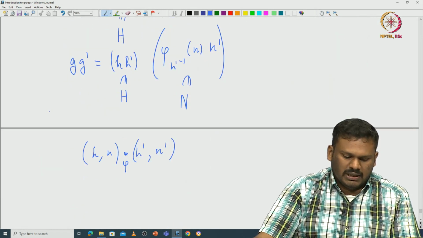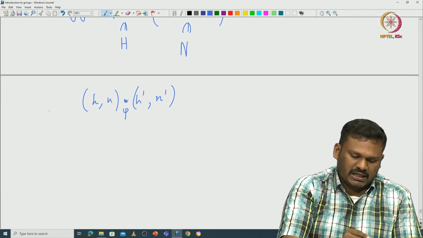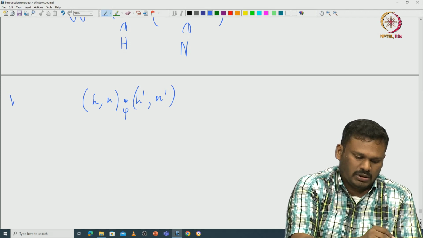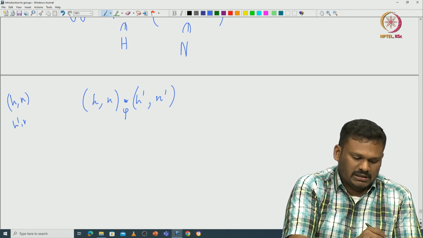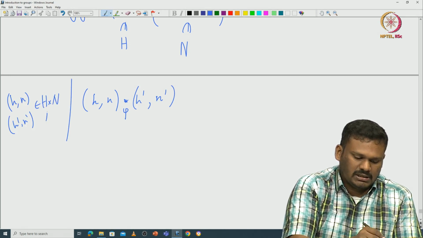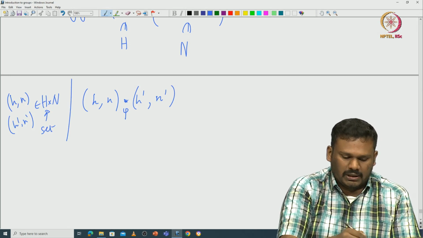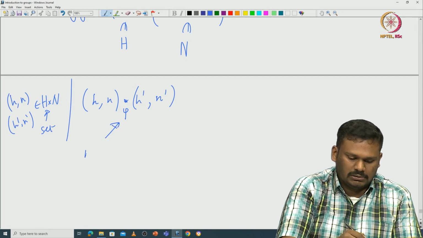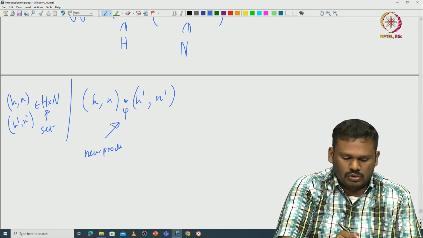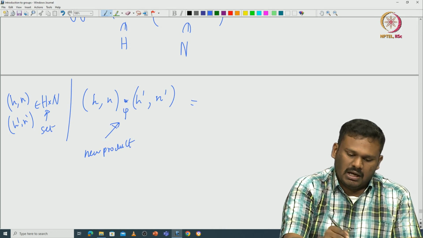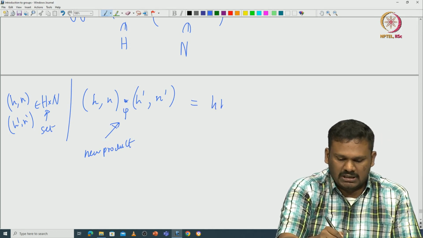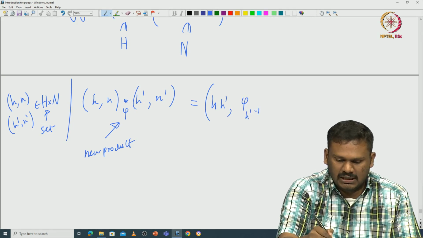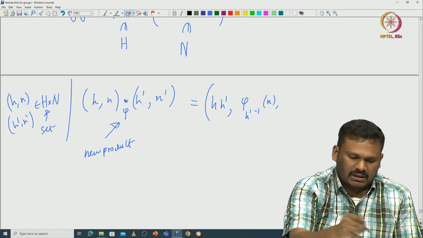Okay. So that tells you that if you take this (h, n) and (h', n'), both come from this H cross N. This is the set, a new product, which uses this phi and then you are defining it to be (h', n'). Now look at phi of h' inverse, apply it on n and then multiply with n'.